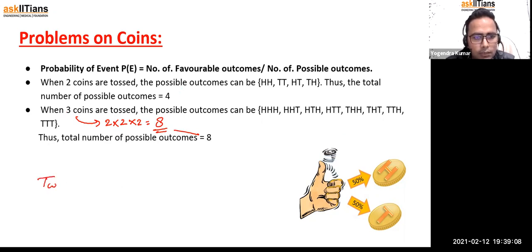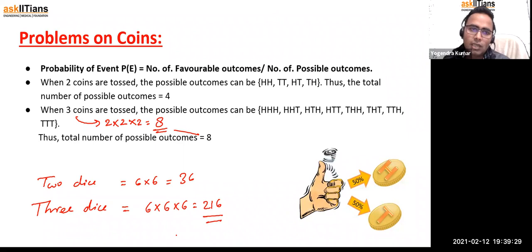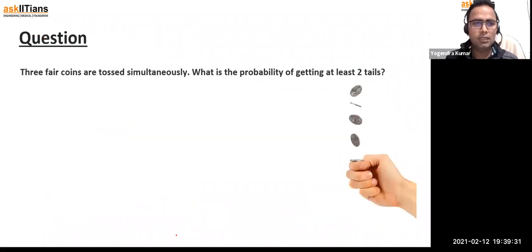When two dice, on the first dice I have 6 possibilities, and on the second also 6, and 'and' means multiplication, you need to remember, right? 36. If three dice, total cases will be 6 into 6 into 6, which is 216 we are getting, right? So this is how we get the total number of cases.